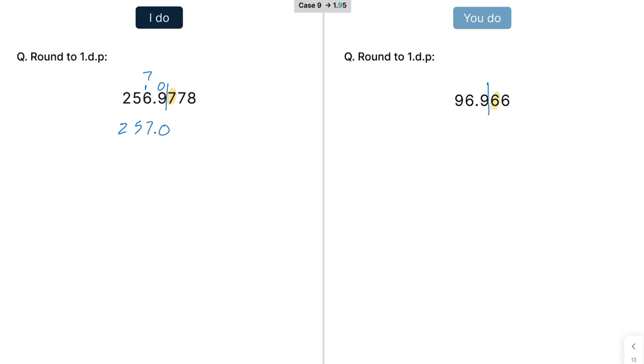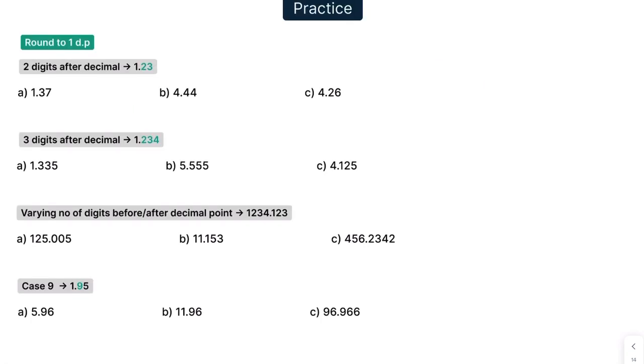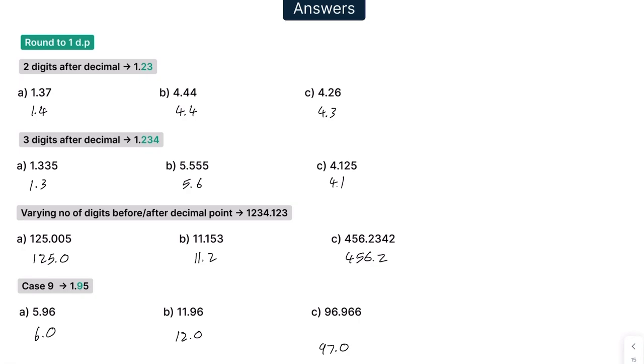Again, draw a line. Look at the decider after the first decimal point. That's telling me the 9 is going to round up to 10. So there's a 0 there. 1 carries over. 6 plus 1 is 7. So that's going to be 97.0. Now press pause and have a go at all these practice questions, rounding to one decimal place. When you're ready, press play for the answer. Here are the answers, mark your work.